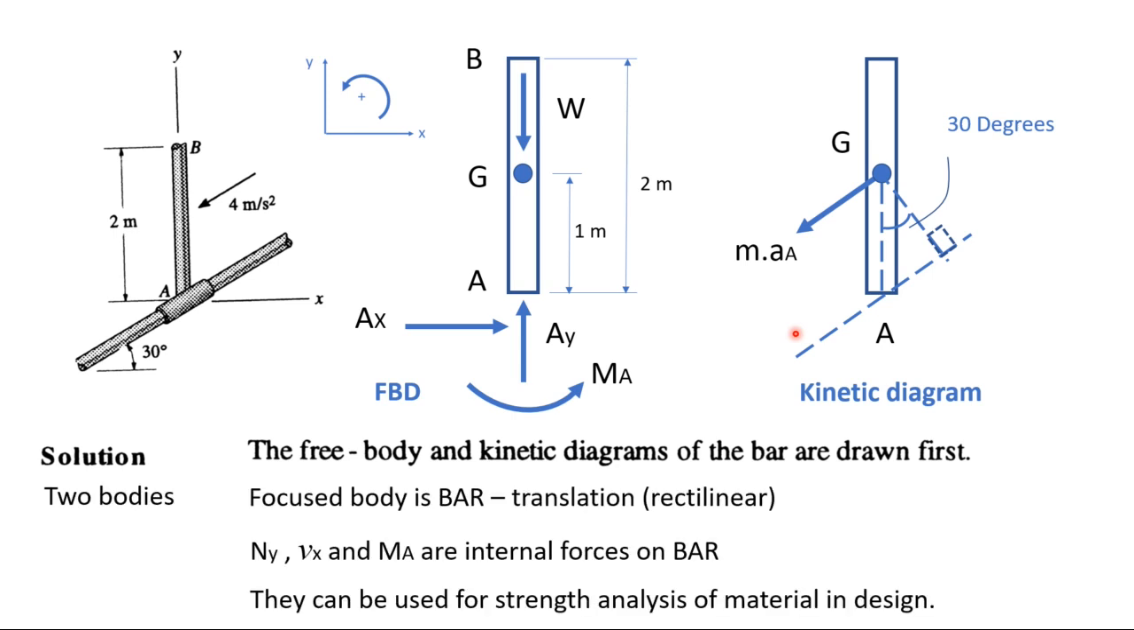So we are going to have two bodies. The focused body is going to be the bar, with translation movement, which is going to be rectilinear. We need to find Ny, Vx, and Ma, which are going to be the internal forces on the bar, and they can be used for strength and the analysis of the materials in the design.